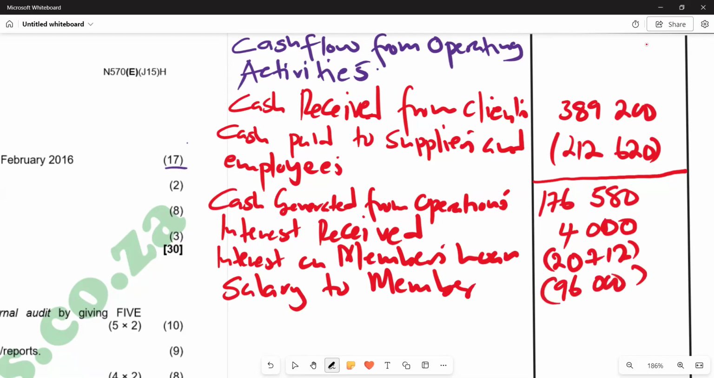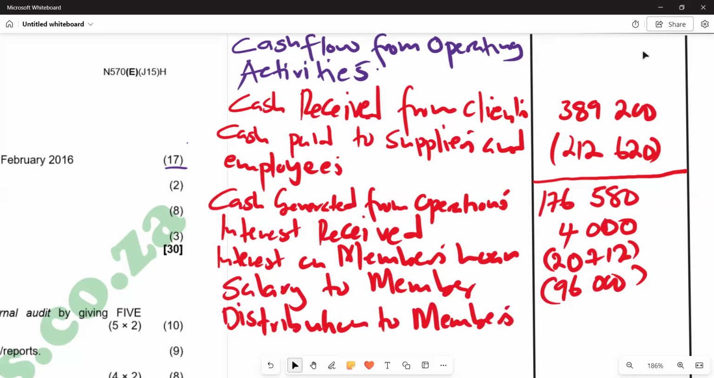The other figure that we are supposed to add just beneath that is the distribution to members. Remember, we got a note that we prepared for our distribution to members. So we can just try to go down and refer to that figure that we have in the notes.